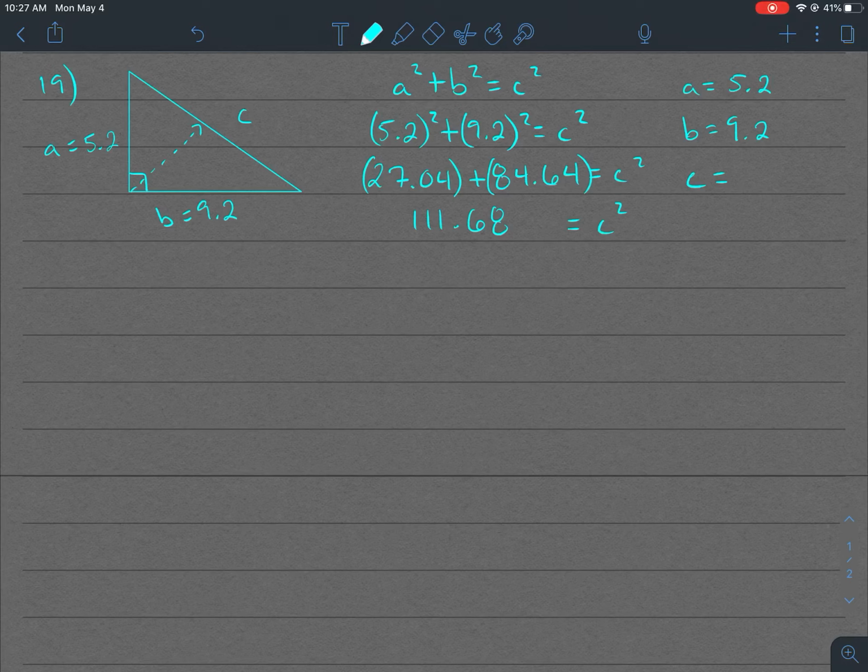Now what's your last step? How do you undo a square? Well, you take the square root. So you get C is equal to the square root of 111.68. Okay. Now, if you were to take that into your calculator, if you had a fancy one, and you actually did the square root of that, you should get something relatively close to 10.57.